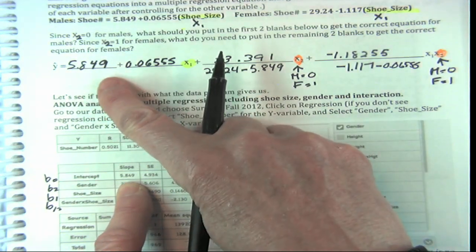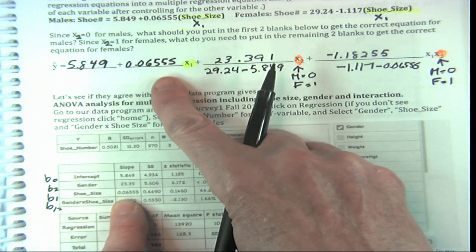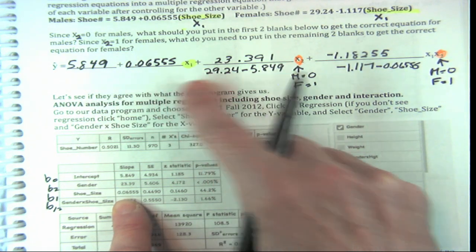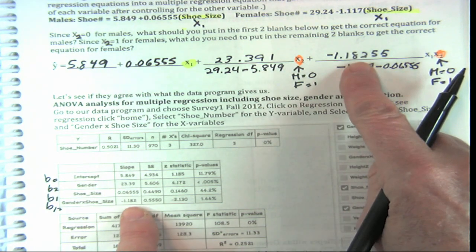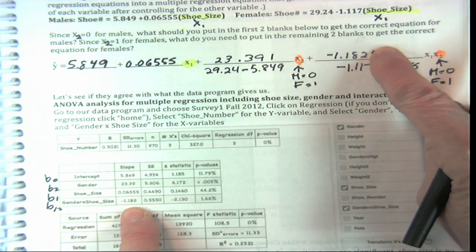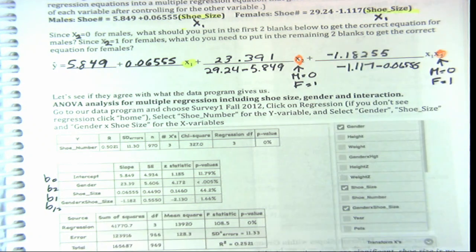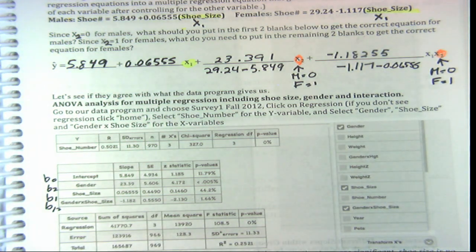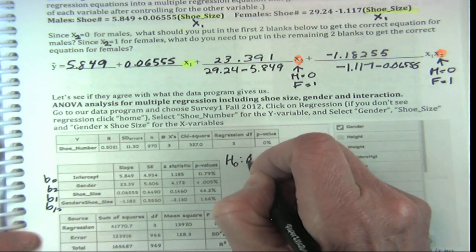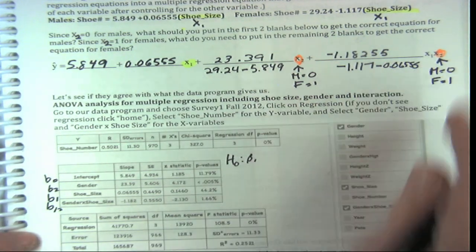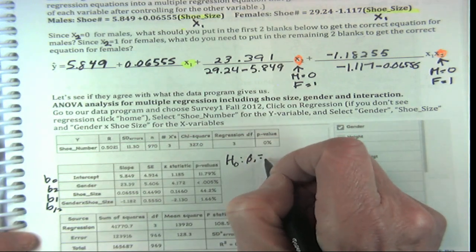Yeah, 5.849. That's correct. That one within rounding is correct, and that one within rounding is correct. They just went, okay. So that's how we got those. And of course, again, our null is that all the betas in front of the x's, all these terms, are equal to 0.